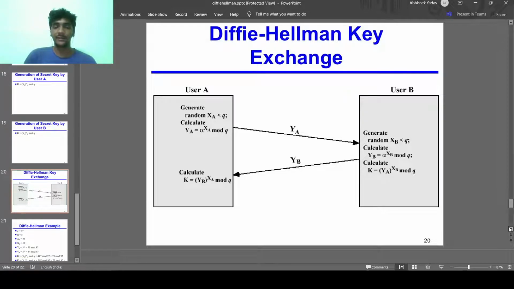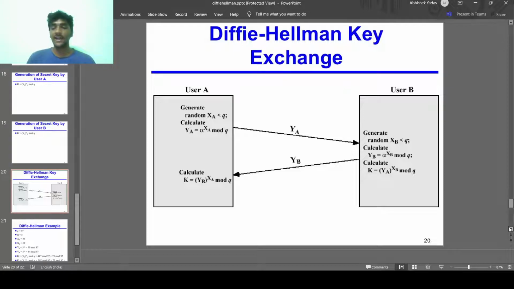So this is how the Diffie-Hellman key exchange goes. First, user A generates a random XA, which is constrained to be less than Q, as the private key of user A. We calculate the public key of user A using the formula alpha raised to the power XA mod Q. Then we send the message along with the public key, and user B gets the key.